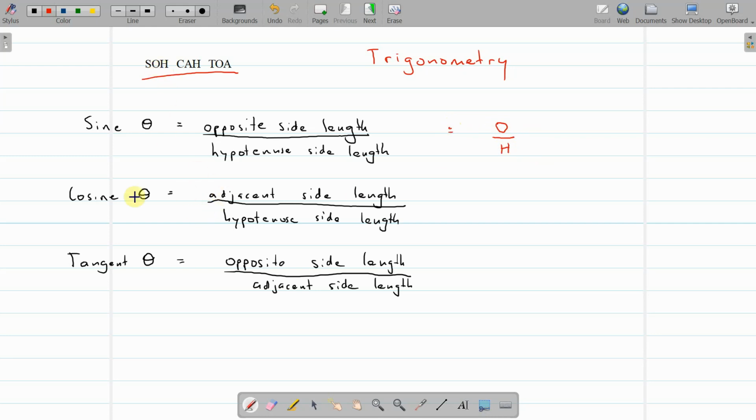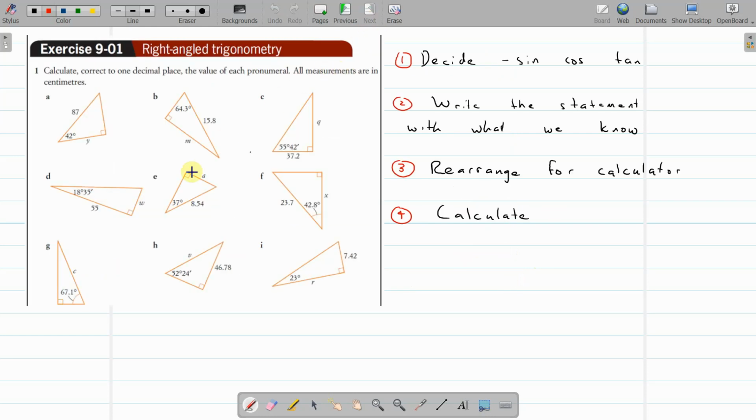That's our SOH. Cosine, we usually use the shortened version: sine, cos, tan. So for cos, adjacent side length, we just put A for short, over hypotenuse side length. And then the tangent one, opposite side length over adjacent side length. This is the key to remembering how to do the rest of the stuff. It's the first step. Okay, so here's question 1.